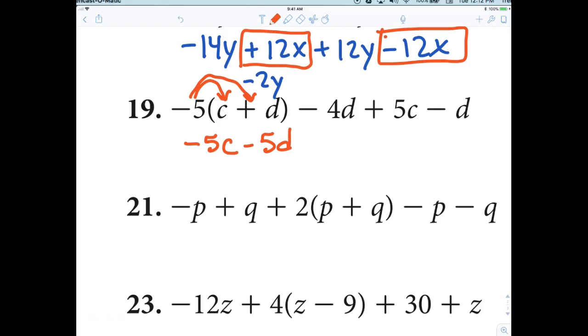You're distributing a negative. That's all we're doing. And most kids make a mistake with distributing a negative. All right? You distribute the negative to both numbers. Now, I want you to just go ahead and write down the minus 4D plus 5C minus D.